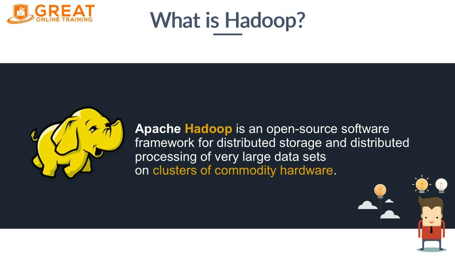And the last one is, this data will be stored and processed on clusters of commodity hardware. So what is a cluster? A cluster is simply a group of machines or a network of machines. So clusters of commodity hardware means this cluster is formed by commodity hardware. Commodity means cheaper hardware. So Hadoop is an open source software framework, and it makes sure that the data will be stored and processed in a distributed manner, and it will store the data on clusters of commodity hardware.